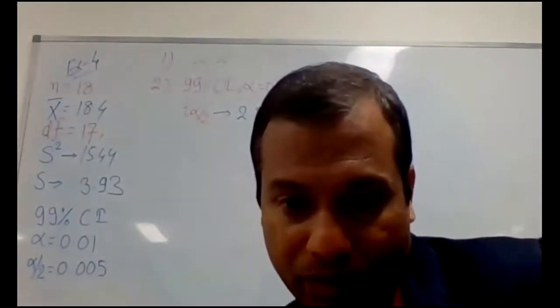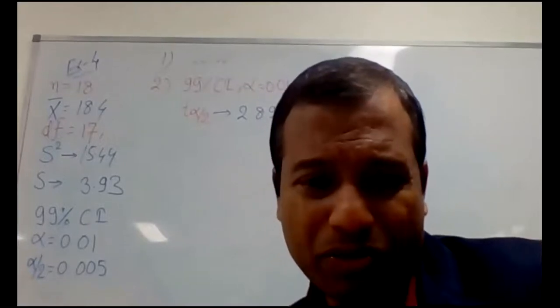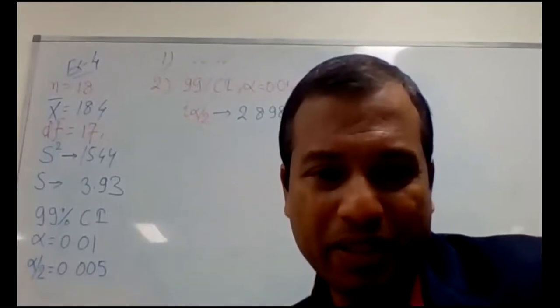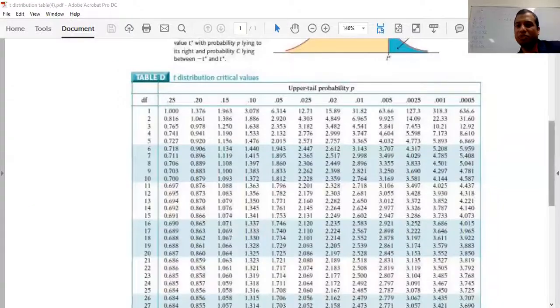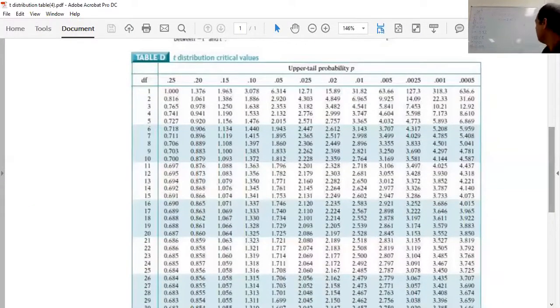Let me take you to the graph. It's very easy. Using the application of T table is not so much rocket science. You see in front of you, so T alpha by 2. Did we calculate the alpha by 2? Yes.